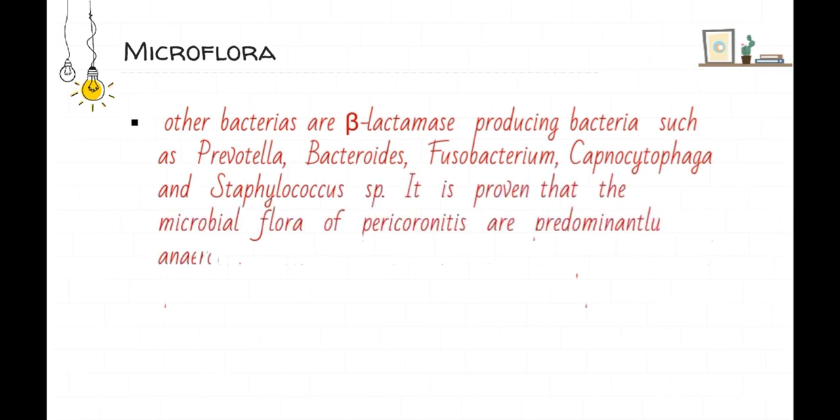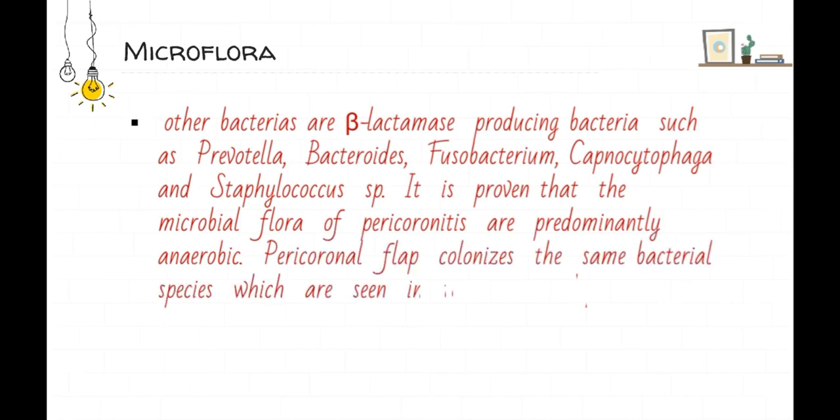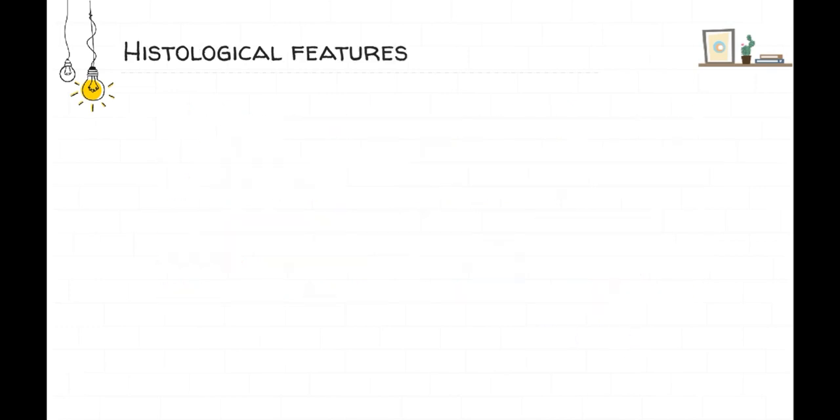It is proven that the microbial flora of pericoronitis are predominantly anaerobic. The pericoronal flap colonizes the same bacterial species which are seen in tonsillitis and periodontitis.